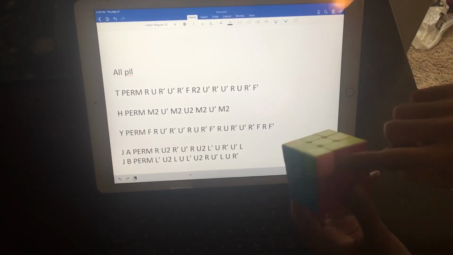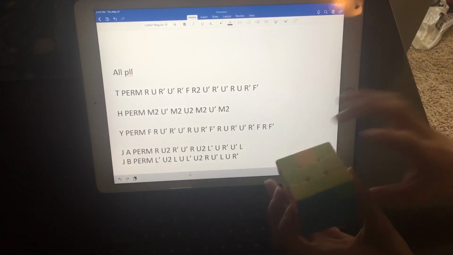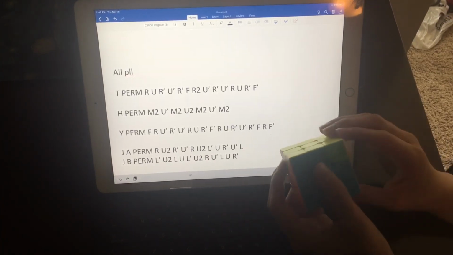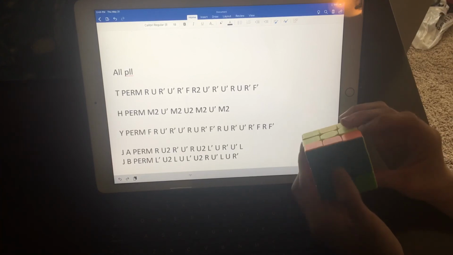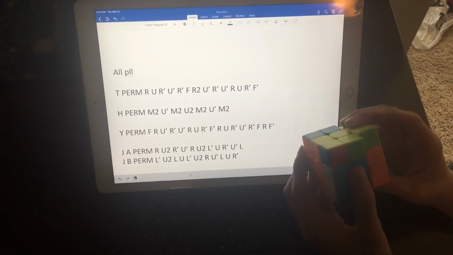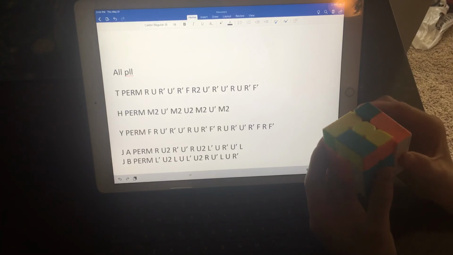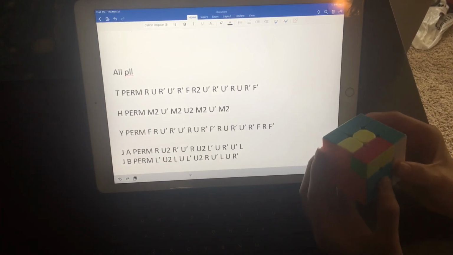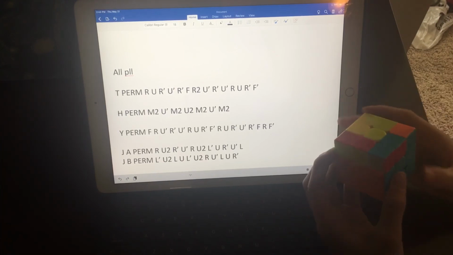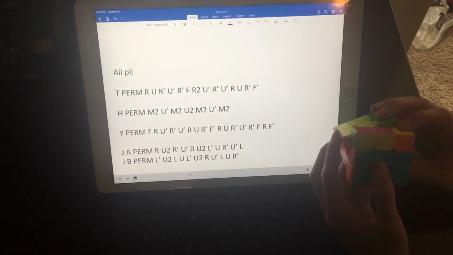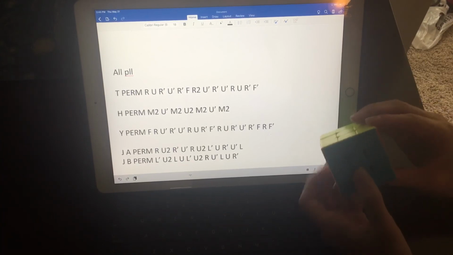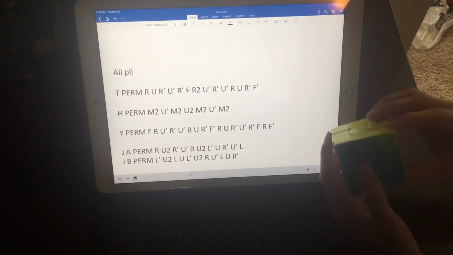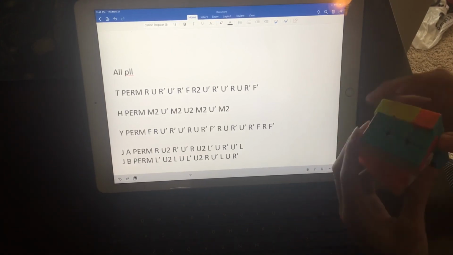So you have two bars, everything else is mixed up. You have one of the bars on your left and the other on your right. You do this algorithm. F, R, U prime, R prime, U prime, R, U, R prime, F prime, R, U, R prime, U prime, R prime, F, R, F prime. So again, this is what you see. Two bars, and you do Y perm.